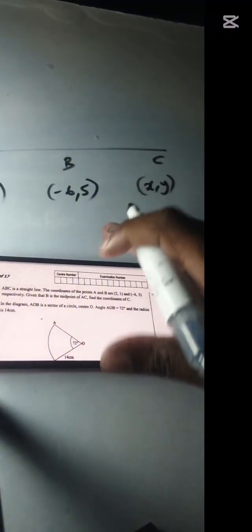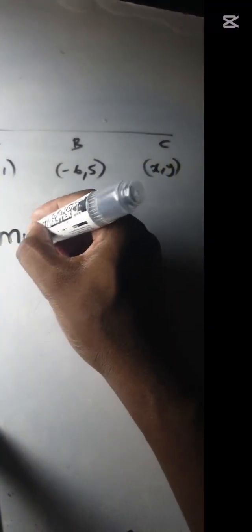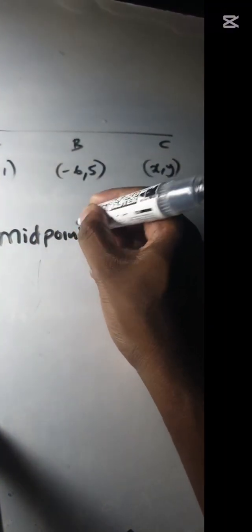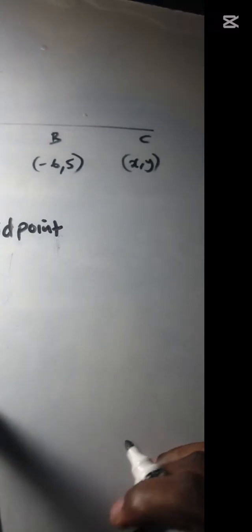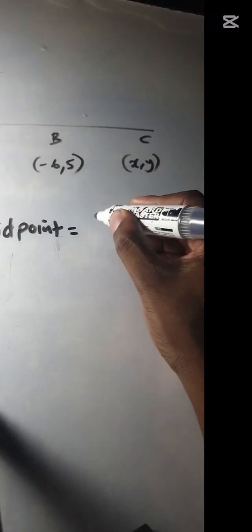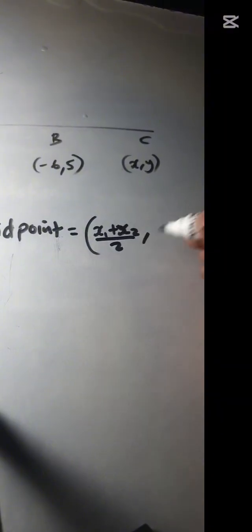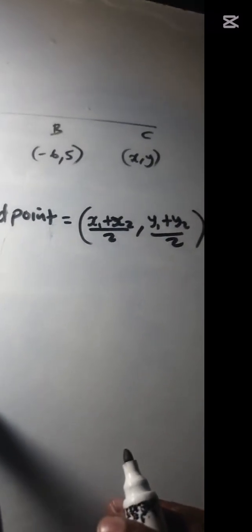Since C we don't have, how can we find this one, ladies and gentlemen? We use the formula for the midpoint. I think this is the next topic we are going to do. It's under coordinate geometry. We do it in our group, not here on TikTok. The midpoint is equal to (x1 plus x2) over 2, comma, (y1 plus y2) over 2. This is the formula for the midpoint.